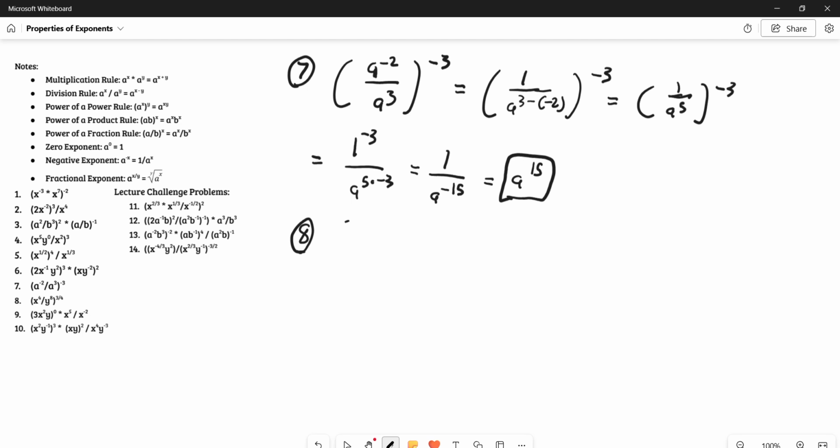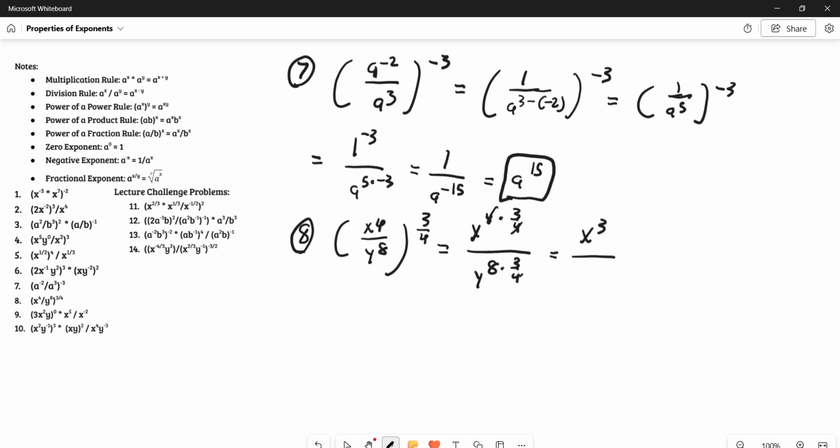The eighth problem is x to the power 4 over y to the 8th, all to the power 3 over 4. This is just basically the power of a fraction rule, and the power of a power rule again. That's x to the power of 4 times 3 over 4, all over y to the 8th to the 3 over 4. This cancels to x to the power 3, and then this cancels to 2, so y to the power 6, and that's the answer.